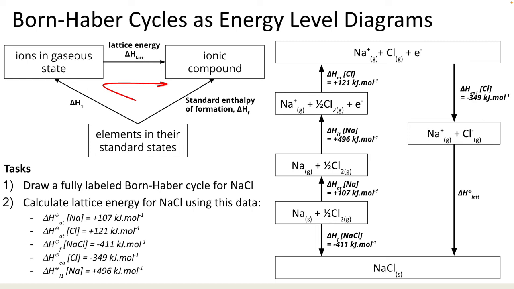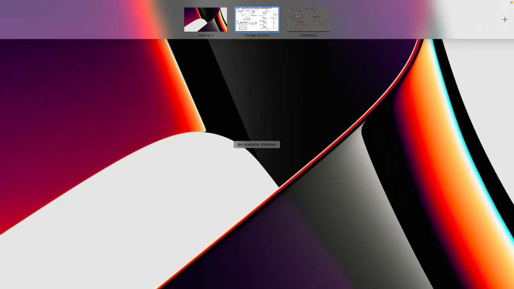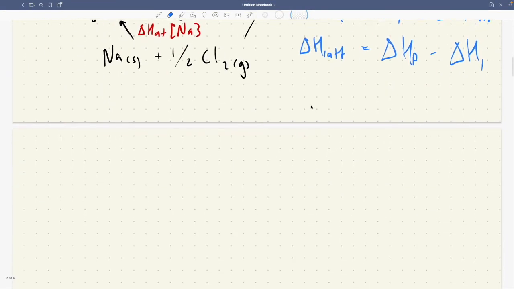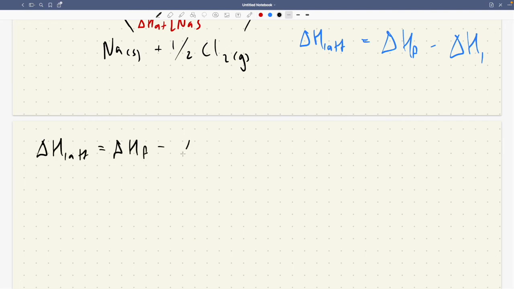Now, with all of these numbers, by Hess's law, that route is going to be the same in energy as going around that route, because the energy is conserved. So let's pop all our numbers in and see if you ended up with the right value. We said that the ΔH of the lattice is equal to the ΔH of formation minus ΔH1, which we're calling all of that.